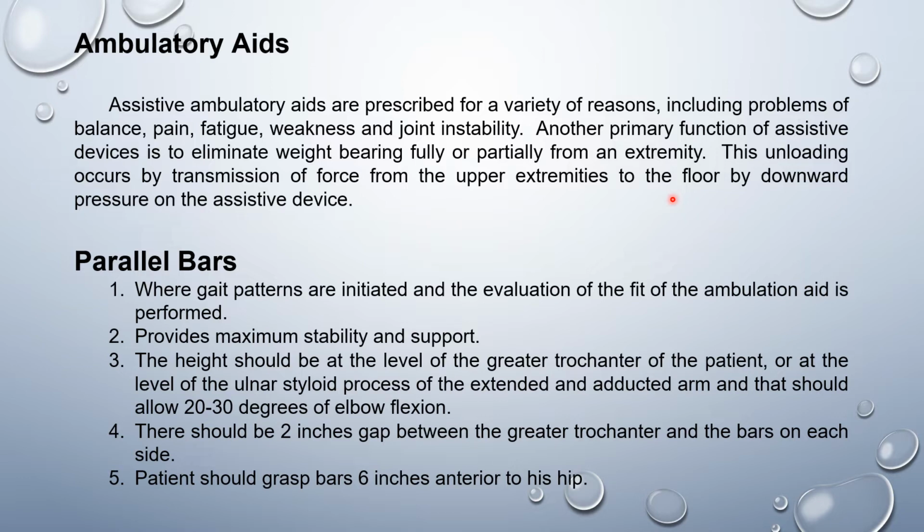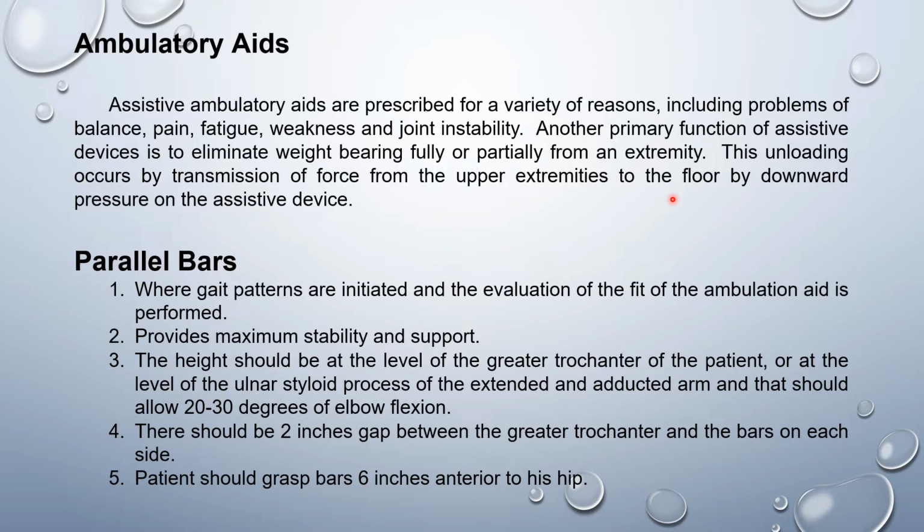The height should be at the level of the greater trochanter of the patient or at the level of the ulnar styloid process of the extended and abducted arm, and that should allow 20 to 30 degrees of elbow flexion. When you say 20 to 30 degrees, I'm going to show it to you during our demonstration. The arm holding the parallel bars should be slightly flexed.